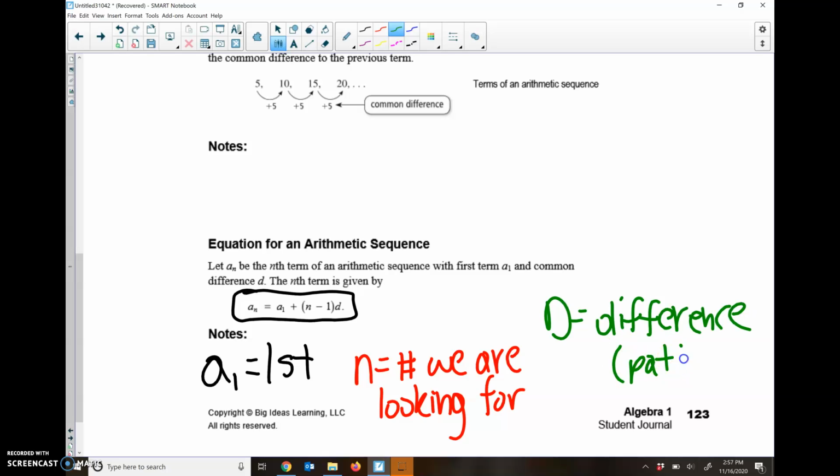Okay, if it's positive, if we're adding something every time, that means we're going to go up. It's going to be a positive number. If we're subtracting something, it's going to go down. It's a negative number. Very important to notice.